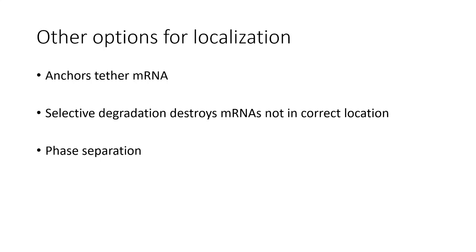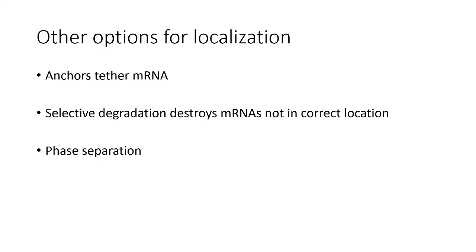There are actually several other methods cells use for localization of RNA. First, anchors will tether specific mRNA molecules that float by. And of course, this is going to be a passive diffusion of the mRNA molecules. So cytoskeletal motors are not actually used in this method.